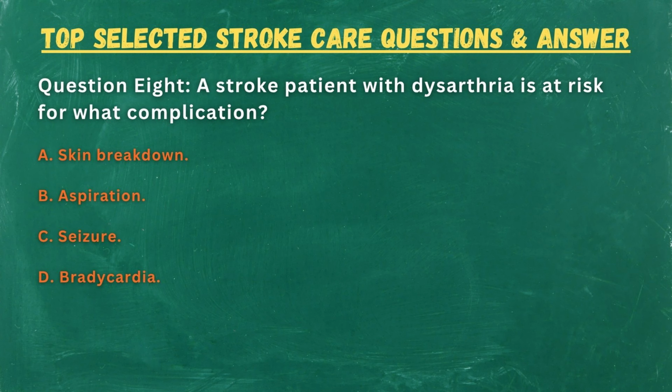Question 8. A stroke patient with dysarthria is at risk for what complication? A. Skin breakdown. B. Aspiration. C. Seizure. D. Bradycardia. Answer: B. Aspiration.